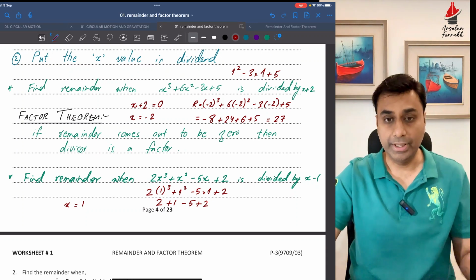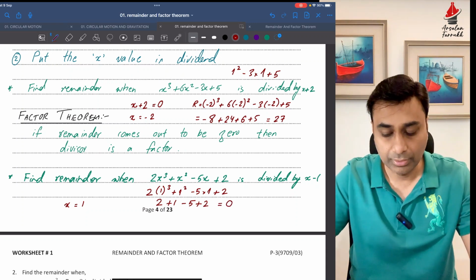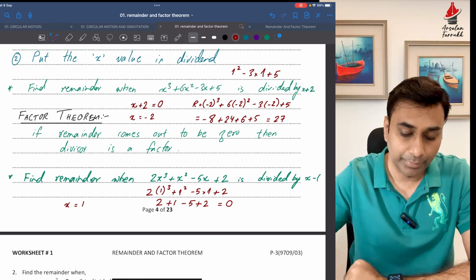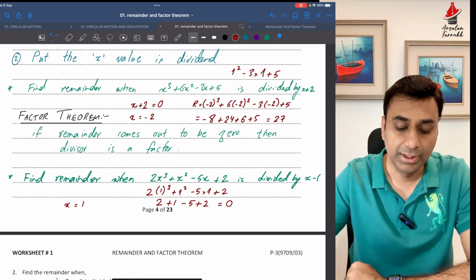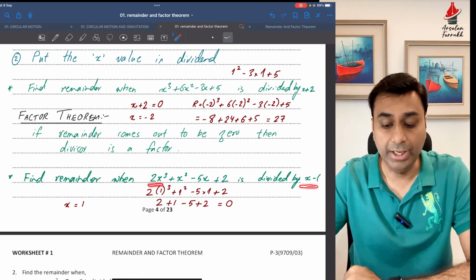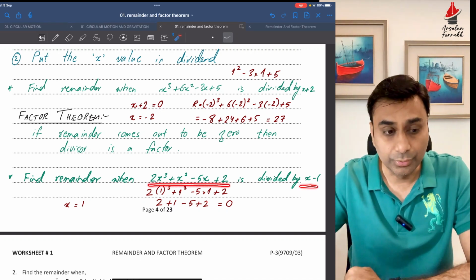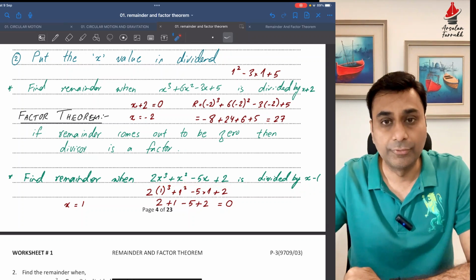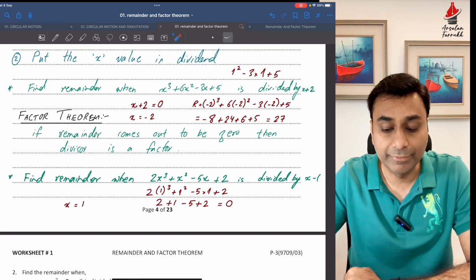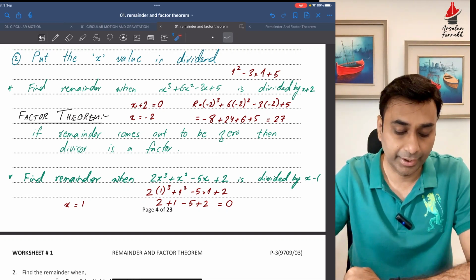Now once the remainder is coming out to be 0, what do you get out of it? You know that whatever you have divided by, which is x minus 1, is actually a factor of this dividend. So if you use the remainder theorem to find out the remainder and the remainder comes out to be 0, then that means that the divisor was originally a factor.